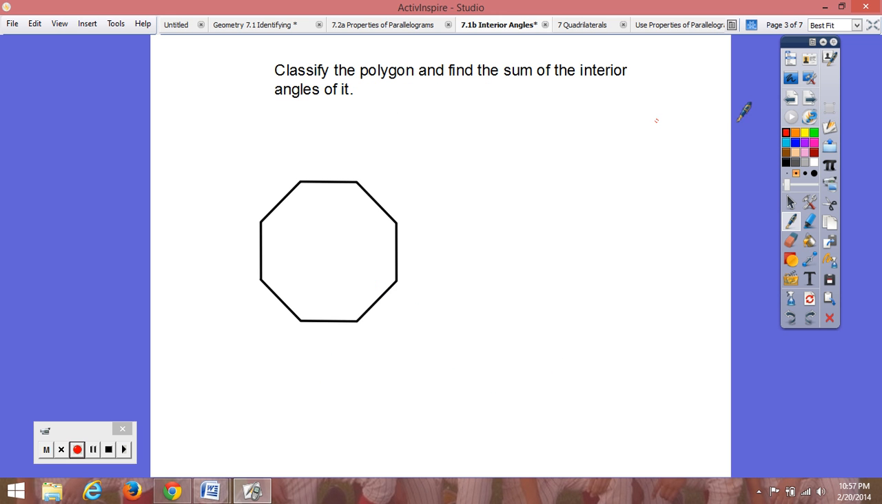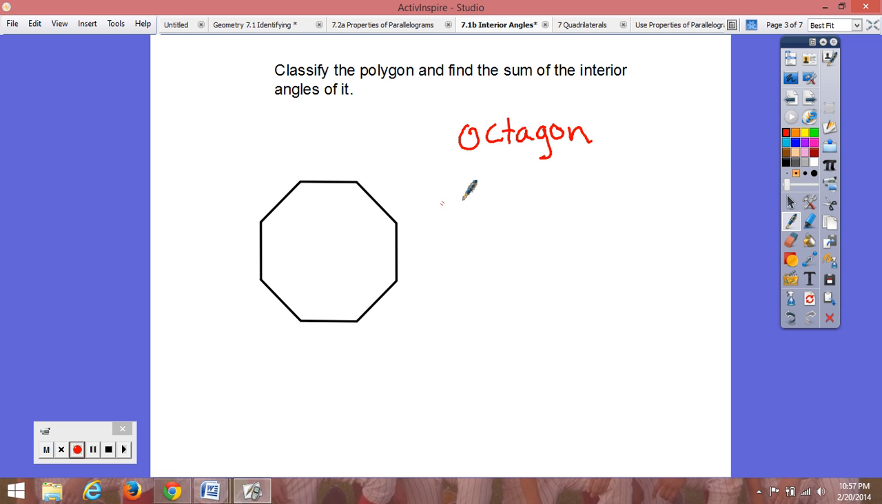So next we're going to classify this polygon and find the sum of the interior angles. So this is an 8-sided figure, right? We can count them. And an 8-sided polygon is an octagon. So now we are going to try and find the sum of the interior angles.